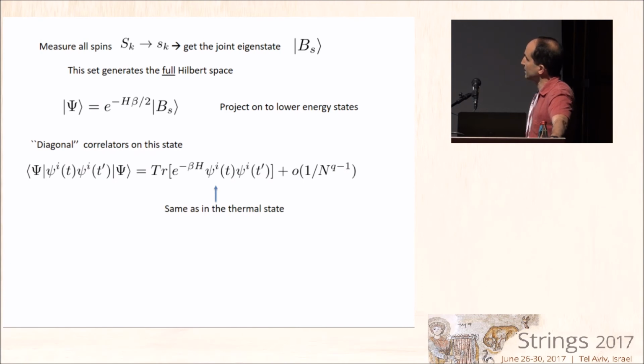Now, it turns out that the fermion correlation functions on this state look actually the same as the fermion correlation functions in the thermal state, up to some corrections that have to do with the fact that we are doing the disorder average. So this follows from the following fact.